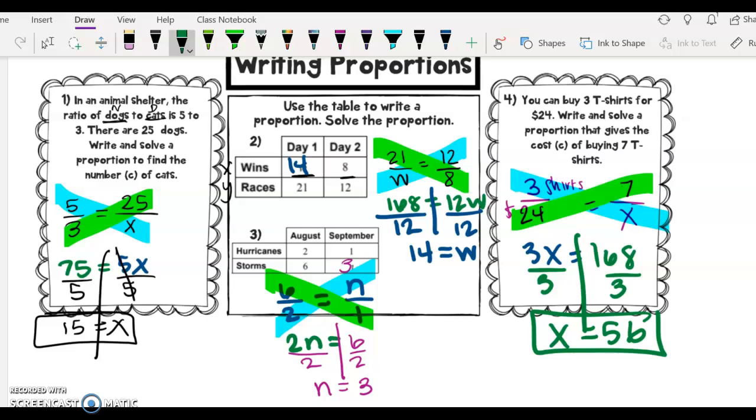So here's something that you really need to understand. Whenever you write a proportion, like the shirts on this one, I had shirts on top, costs on bottom. That means when I write it equal to my other proportion, the number of shirts needs to be on top, and then the cost needs to be on the bottom. So same over here, we had races on top and wins on bottom. So you have to keep it consistent. If you're not consistent with it, then you're going to not find the correct proportion.